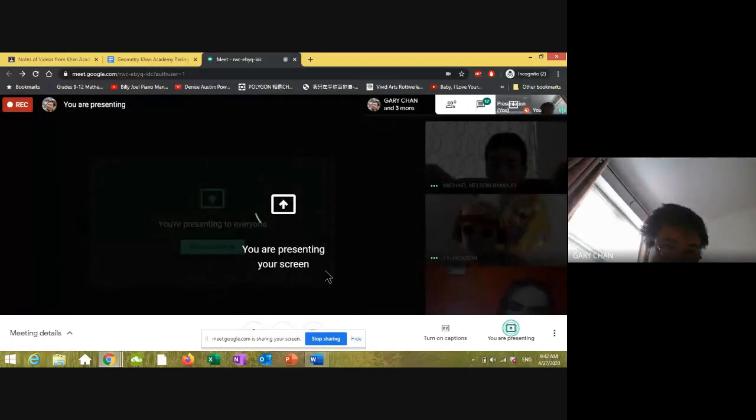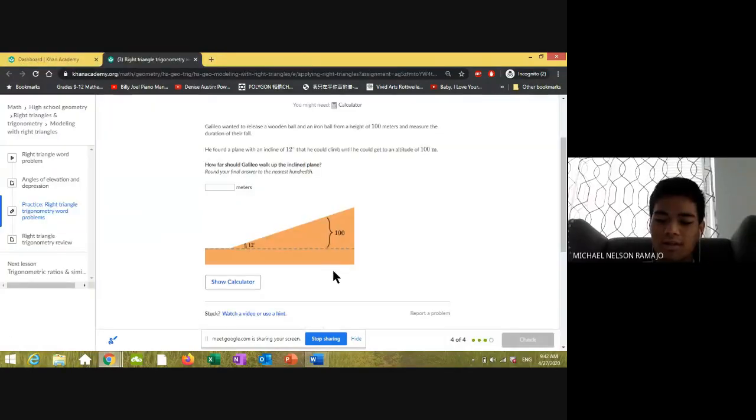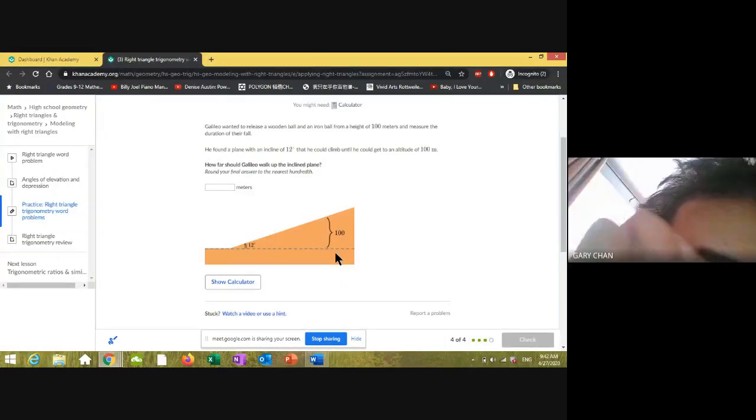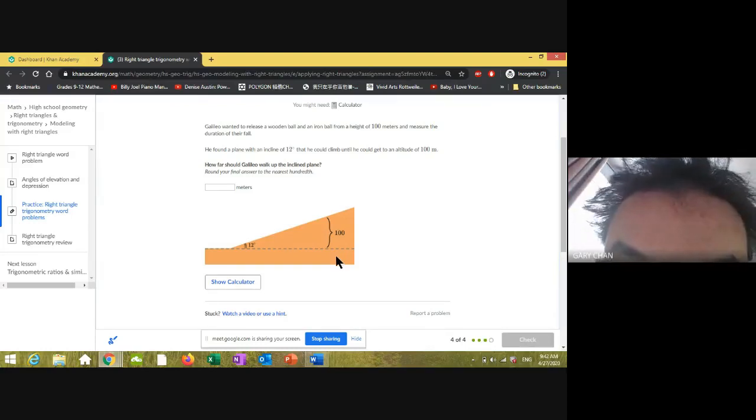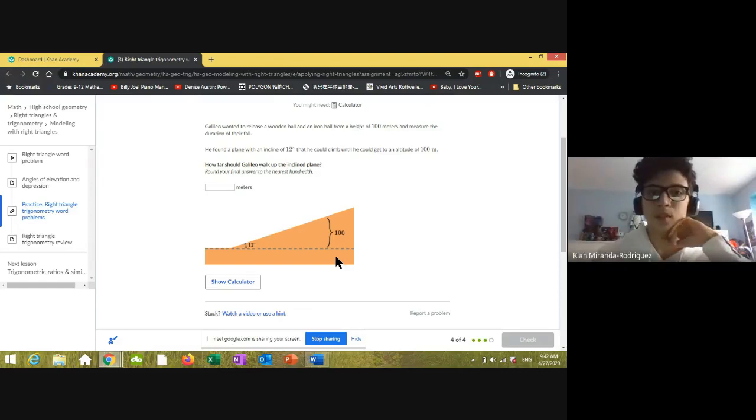We're in the home stretch. The last one. Hooray. Okay. Kian, can you read the problem for us? Sure. Galileo wanted to release a wooden ball and an iron ball from a height of 100 meters and measure the duration of their fall. He found a plane with an incline of 12 degrees that he could climb until he could get to an altitude of 100 meters. How far should Galileo walk up the inclined plane? Round your final answer to the nearest hundredth.